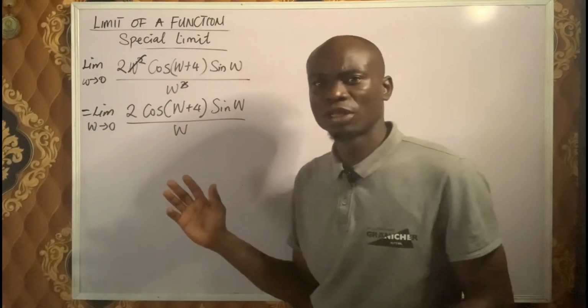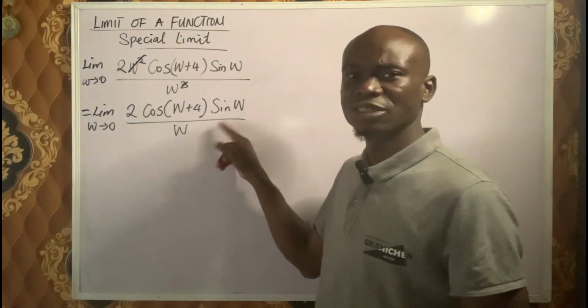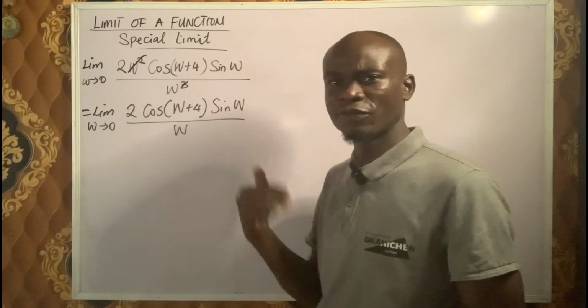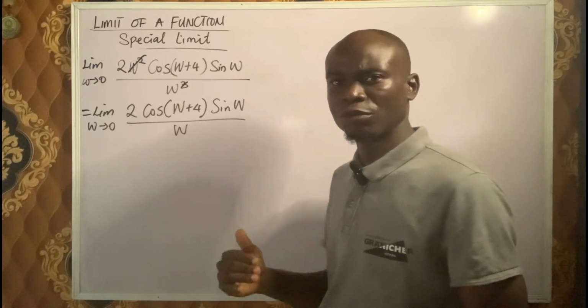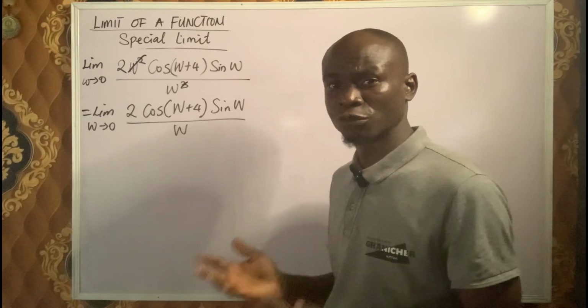Some of us will be able to quickly see that this w can be given to sine w to make it a special limit, since the special limit for sine says sine x over x. So if we have sine w over w, it means we already have a special limit. It's just to recall and substitute.